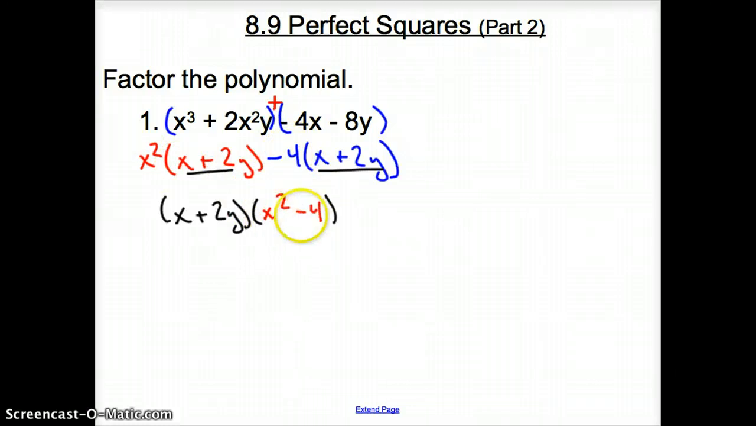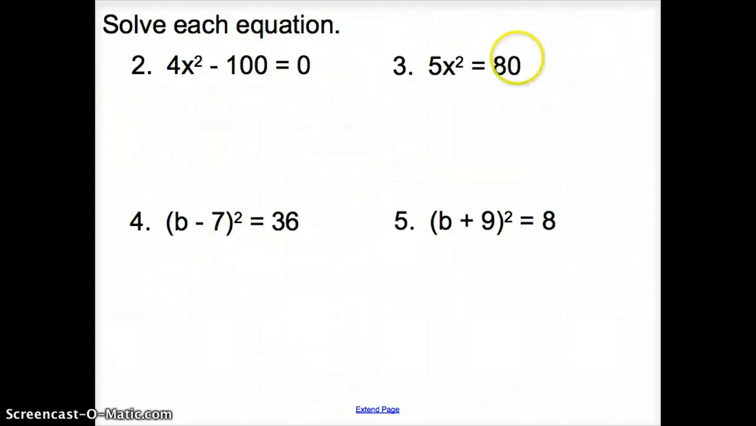Now can I keep factoring this red part? Can I multiply something times itself to get x squared and something times itself to get negative 4? You bet. I can have an x, and then plus 2 minus 2, to add up to 0 and multiply to negative 4, and also bring down the x plus 2y. So that was a review part.